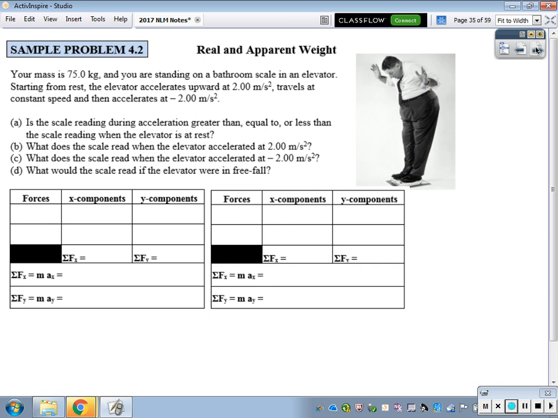So, real quick, is the scale reading during acceleration going to be greater than, equal to, or less than the scale reading when the elevator is at rest? So let's say you have a mass of 75 kilograms. We're going to stand on a bathroom scale in an elevator. Why? Of course. Why not? You guys don't do that normally. You don't go into an office building, plop a bathroom scale down in the elevator, and stand on it and see what happens. We're going to do that here in school later.